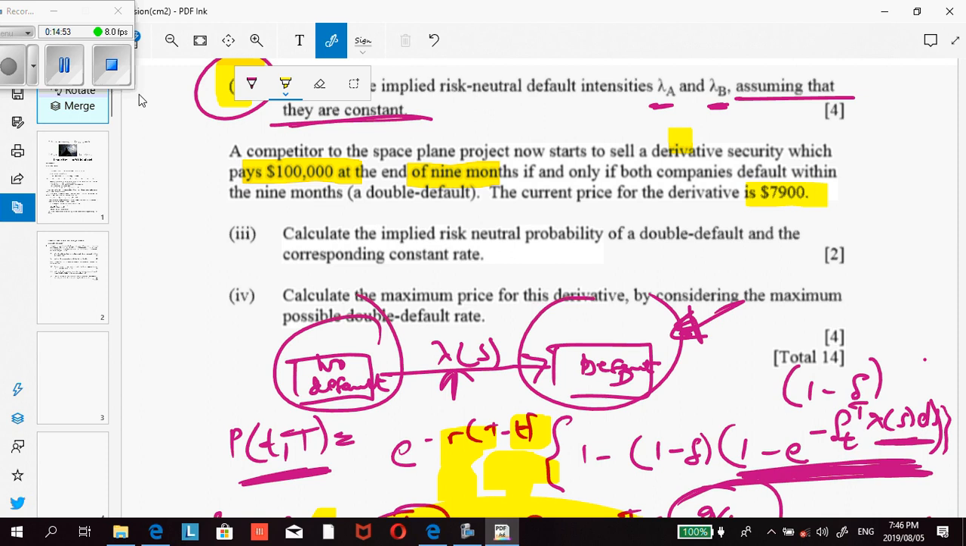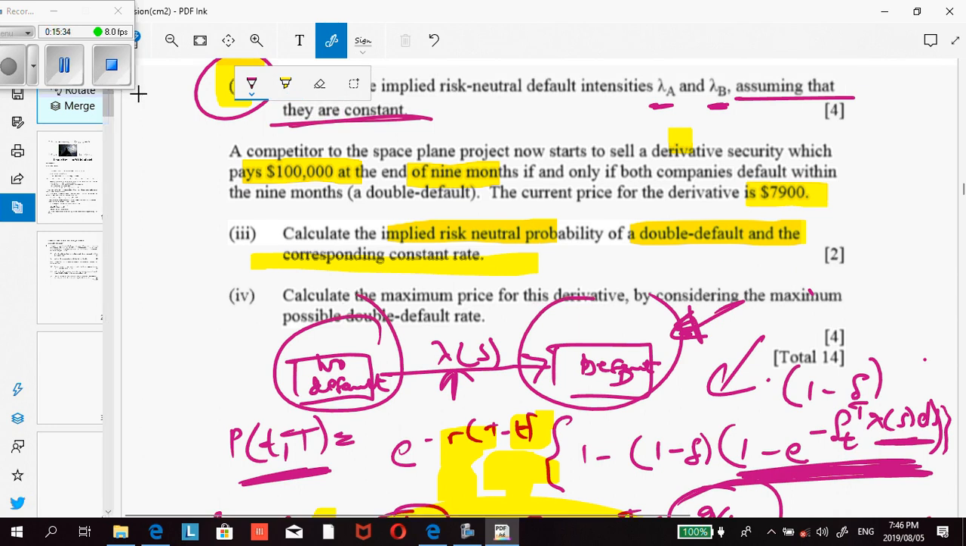Now they say calculate the risk neutral probability of a double default and the corresponding constant rate. Now, this is actually an interesting question because they are using something we derived in the 5-step method in this section, because here we do not have recovery rate and all those things, so we can't use this formula here, but we use the formula that we derived in the 5-step method.